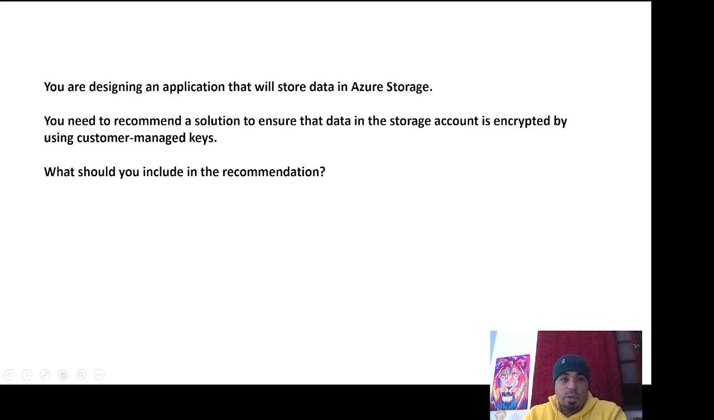Hi everyone. Now imagine you have an interview and you have questions with the interviewer, or maybe you have a scenario with your customers, or maybe you work on the customer side and you have these situations. The question comes: you have designed applications that will store data in Azure storage, which is a common scenario, and you need a solution to ensure that data in the Azure storage account is being encrypted by using a customer managed key. So, what is the recommendation?